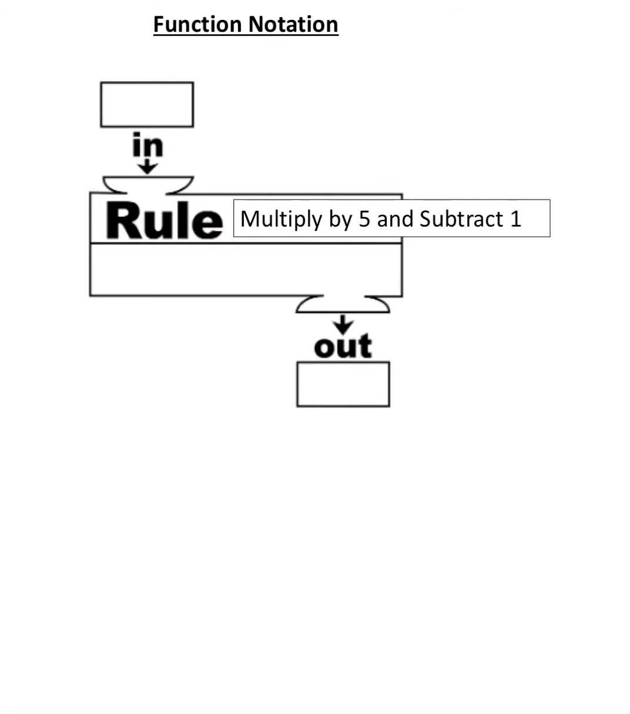Let's say with this question here, if we had an input of 6, then multiply by 5 and subtract 1. So we'll do 5 times 6 and then minus 1. So 5 times 6 is 30, minus 1, that would be 29. So our output is 29.